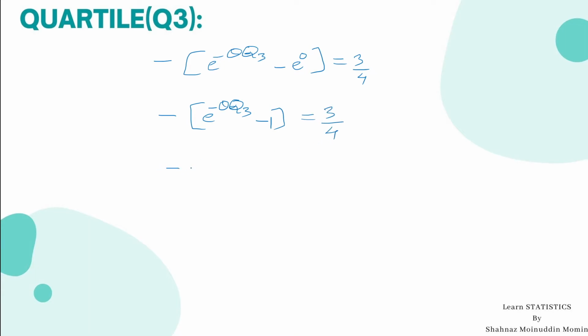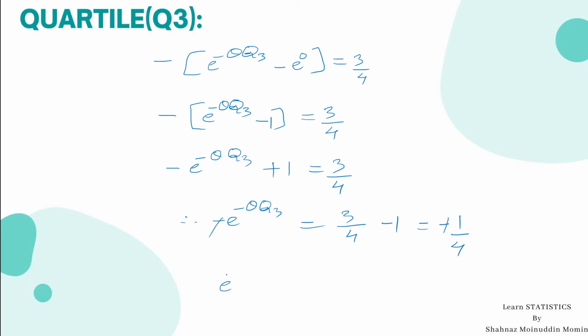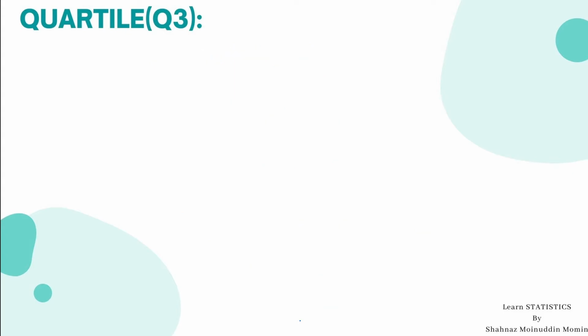multiply the minus sign inside the bracket. After simplifying, we get minus minus gets cancelled. Therefore e raised to minus theta Q3 is equal to 1 upon 4. Take logarithm on both sides. Here we take the natural logarithm.